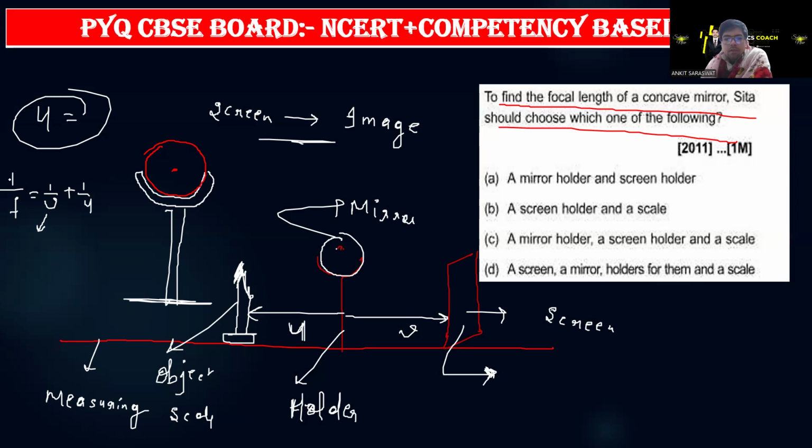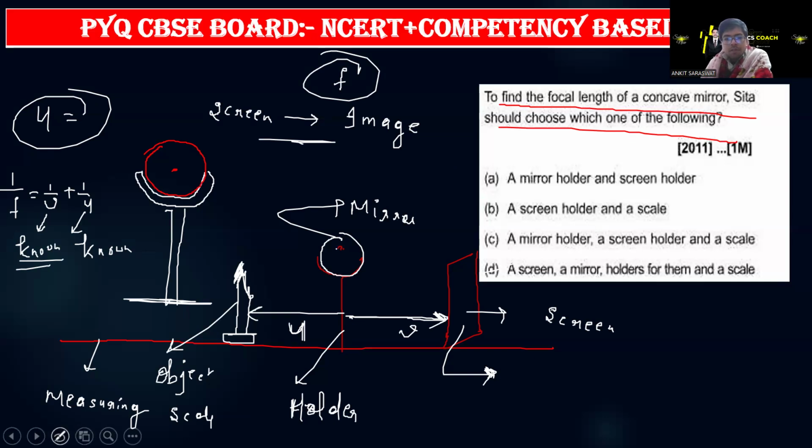You will get your object position, which is known. v is also known. In experimentation you will get v, where the sharp image is formed. Just put all these values, you will get f. f is the focal length. So the answer is D. Option D. I hope it is clear.